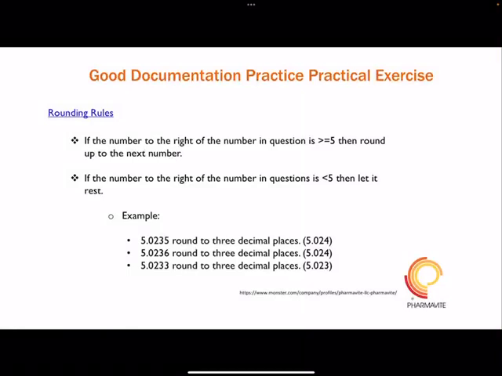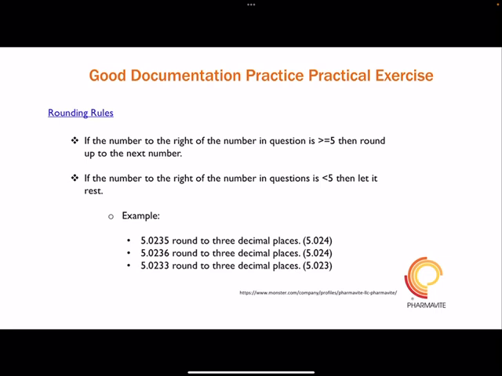Now let's look at rounding. You are going to write the numbers out and stop before you write the number in question. And then you are going to look at the number to the immediate right of it. If that number to the immediate right is 5 or greater, the number in question is going to go up. If that number to the right is less than 5, then you're going to let it rest.